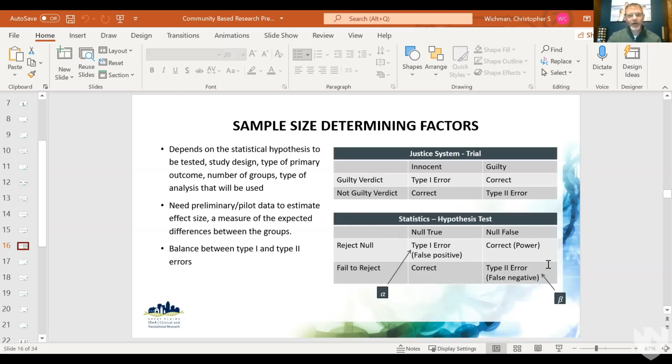When we talk about power, power is the ability to actually reject a null hypothesis and be correct, that there really is a difference. That's what we're shooting for here. Typically we set that value at a minimum of 80%, and that leaves us with a type 2 error rate of 20%. So our type 1 error rate is usually around 5%, and our type 2 error rate is usually held around 20%. The type 2 error rate is also known as a false negative. We want to balance these two concepts.